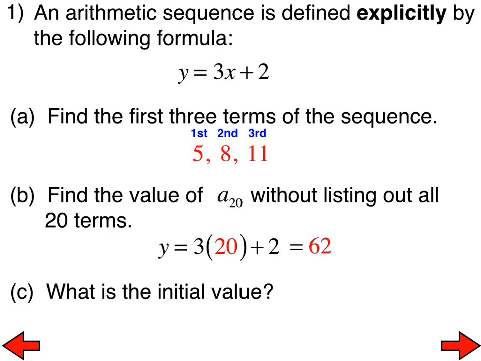Now part C is asking for the initial value. What is the initial value? It's 2. It's the y-intercept. And in a real-world problem, that would be called the 0 term, which when we're talking about arithmetic sequences, we really aren't as concerned about. We're more concerned about what the actual first term is. But remember, the initial value in an arithmetic sequence is the y-intercept. All right.